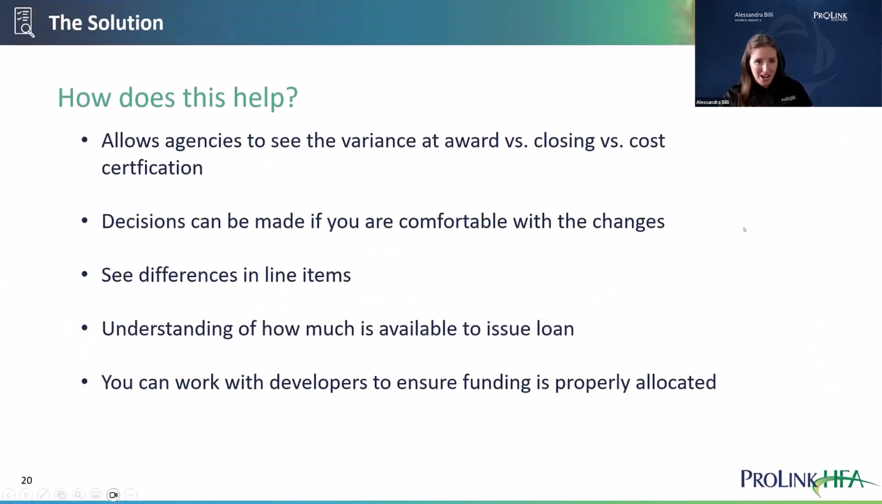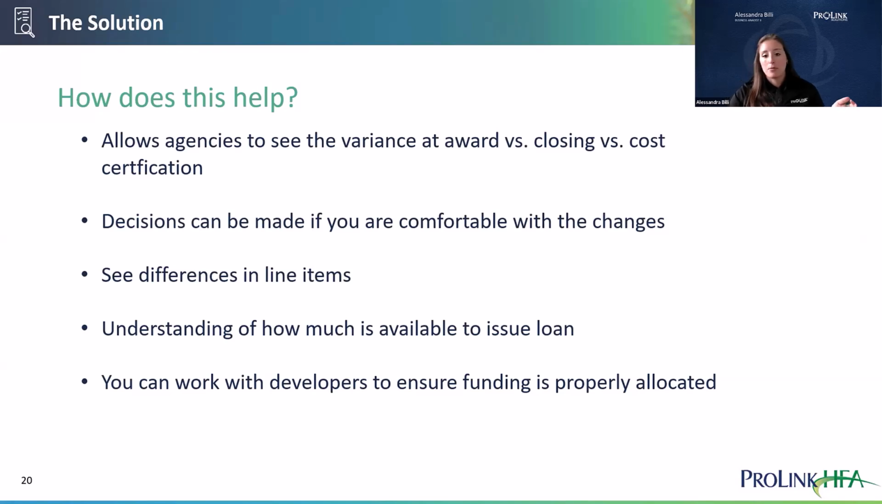So how does this help? How is this the solution? This allows the agencies to see the variance at award versus closing versus cost certification, see the differences, and then they can make decisions on whether you are comfortable with these changes, and whether that is an acceptable percentage difference or amount difference that was expected. You can see the differences in your line items to make sure everything eventually worked out and is good to go. And then understand how much you have available in order to issue the loan.